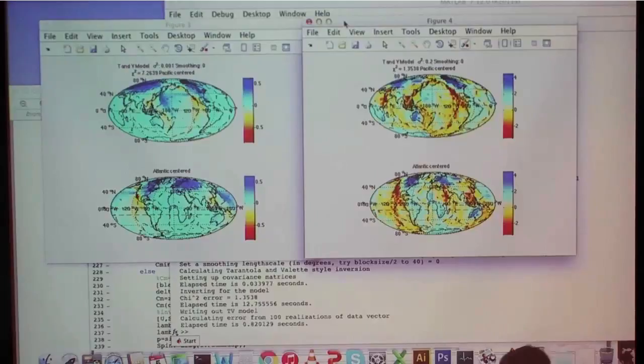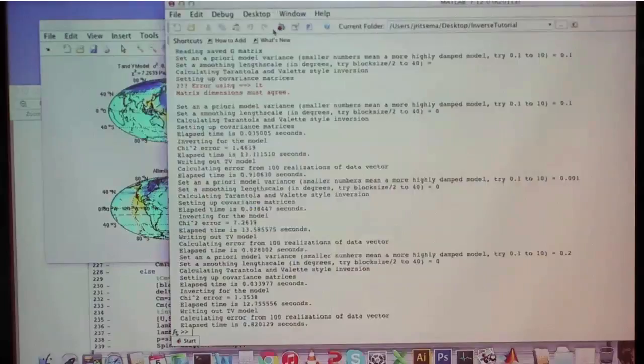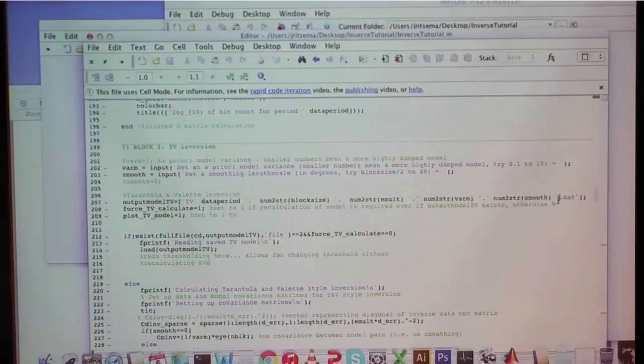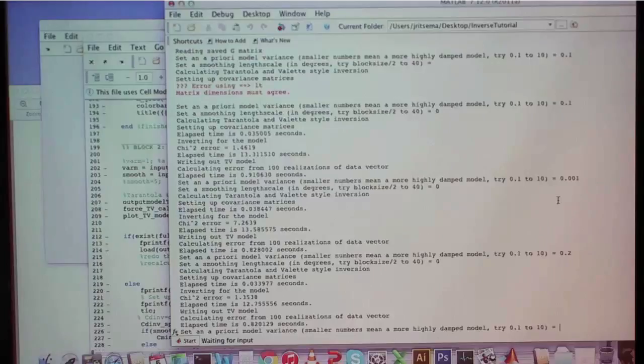Okay. So let's run it again and add some smoothing to it. I'm going back to this block 2 of mine, clicking on it and doing command return. I'm going to choose 0.1. So we have a norm damping: we tell the model to stay within 0.1 kilometers per second as much as possible.